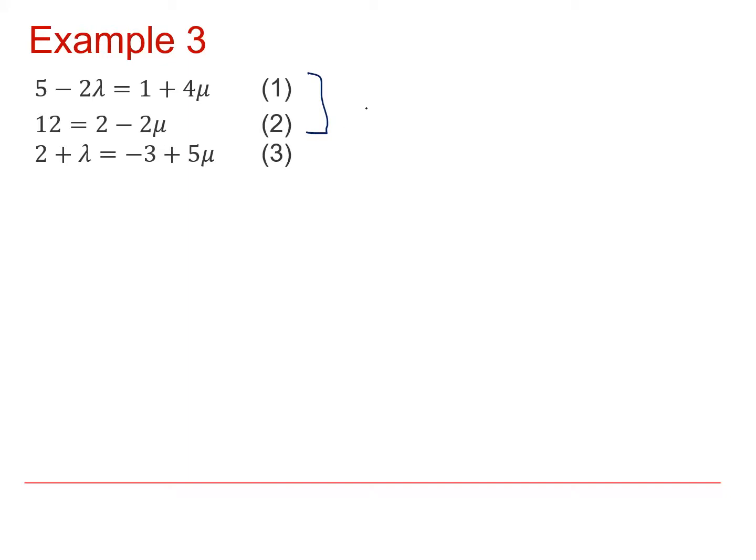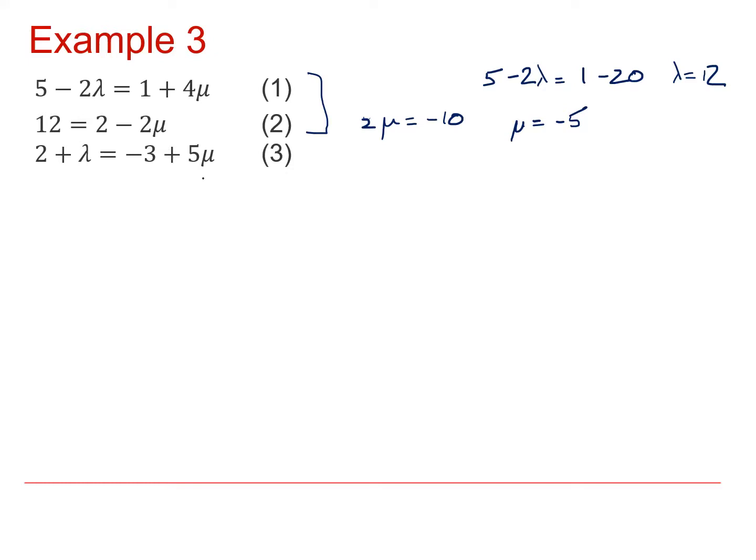And if I use the first two equations, this equation here is going to give me that 2 mu is equal to minus 10. And therefore mu equals minus 5. And if I plug that into here, I get that 5 minus 2 lambda is equal to 1 minus 20. And that gives me lambda is equal to 12.